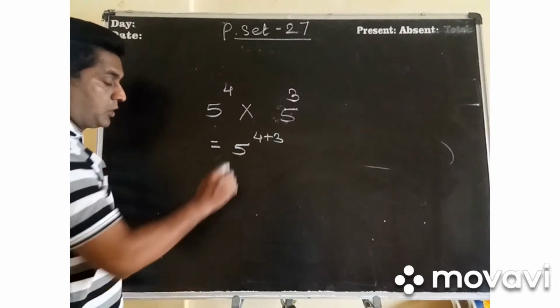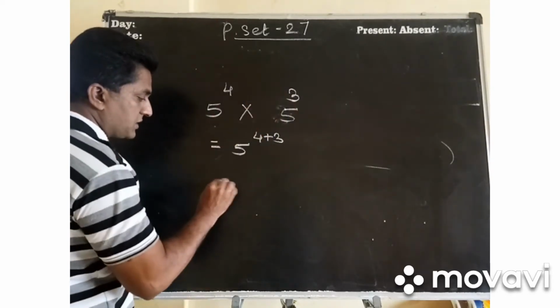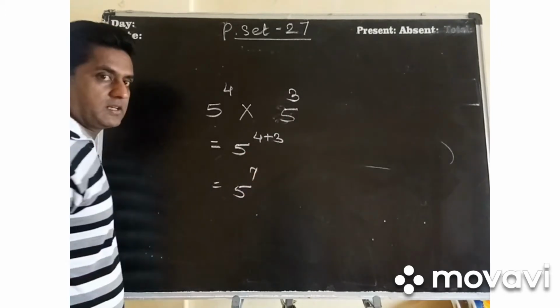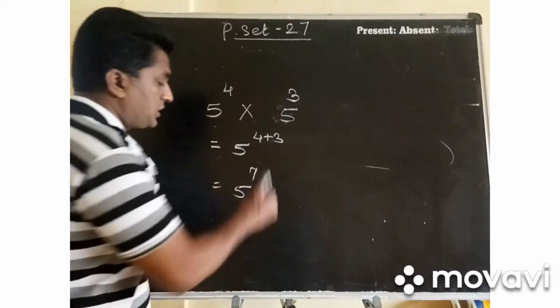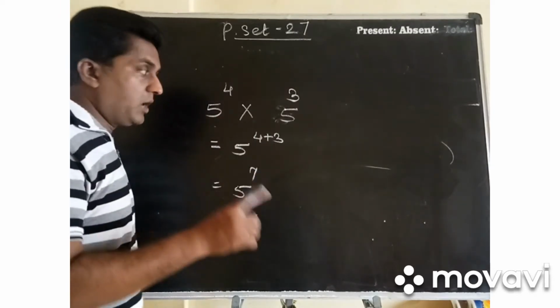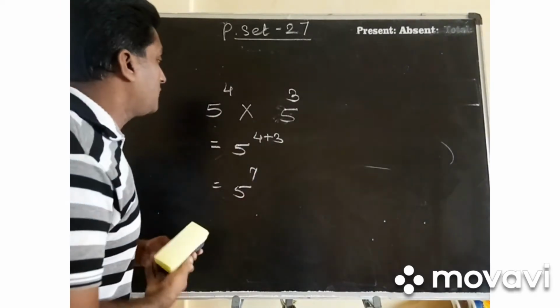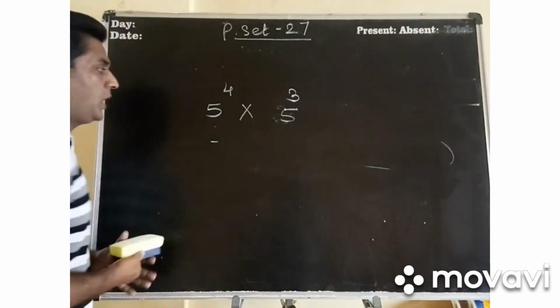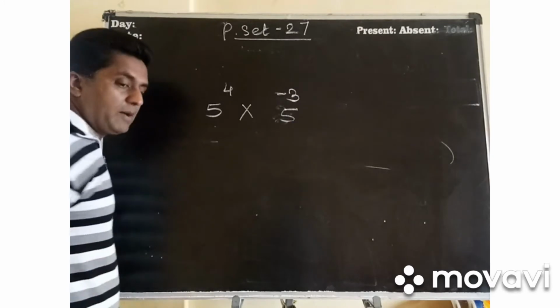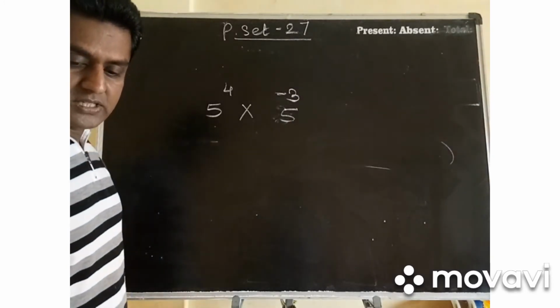Add them. Common base one time and two different indices. So base again 5, 4 plus 3, 7. Got everybody? This is the rule which we have to use for solving it. Now one more thing I am telling you: what will happen if one of the indices is negative?